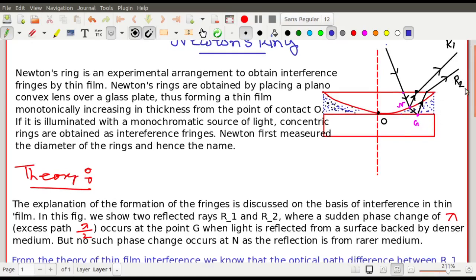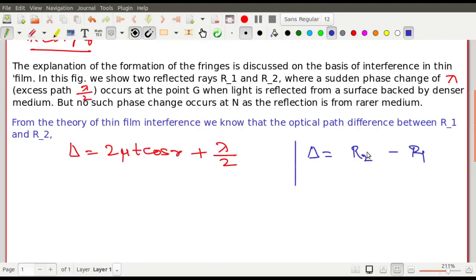And this extra phase change is within whom? R1 or R2? It is definitely on R2. So that is why your R2 will be added up with some lambda by 2. And when you take this out, it will be R2 minus R1 plus lambda by 2. This actually is 2 mu t cos r, and then you have this plus lambda by 2. So that's it, nothing more than this.